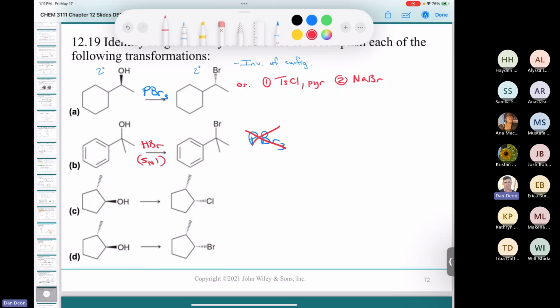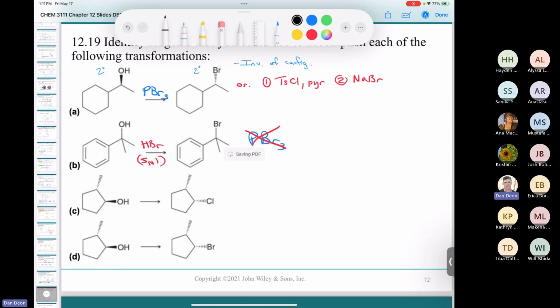So the next one, we're taking a secondary alcohol and we're converting it into a secondary alkyl chloride. So in this case, there's a couple of possibilities. Does anybody have an idea about this one? Remember, it's not a bromide this time, it's a chloride and it's secondary. So we don't need zinc chloride in this case. Yes, SOCl2, exactly. That's going to be the reagent that we would use in this case.